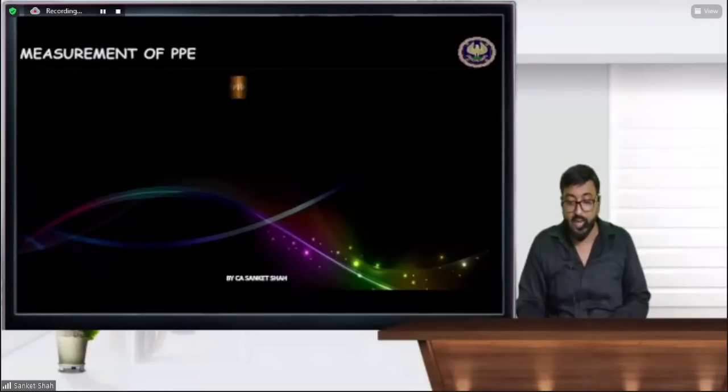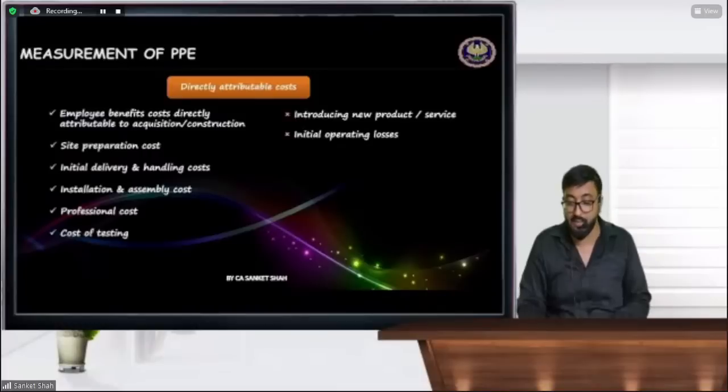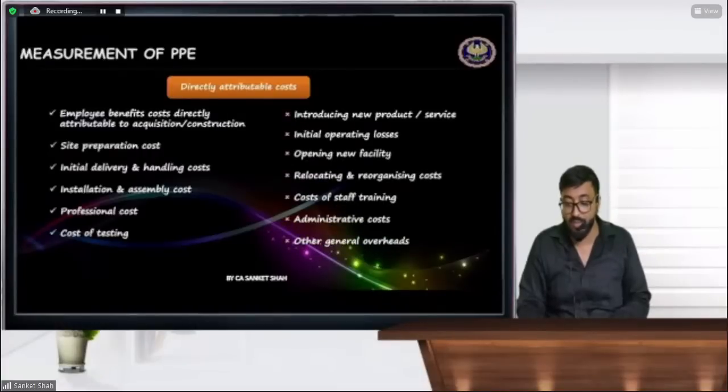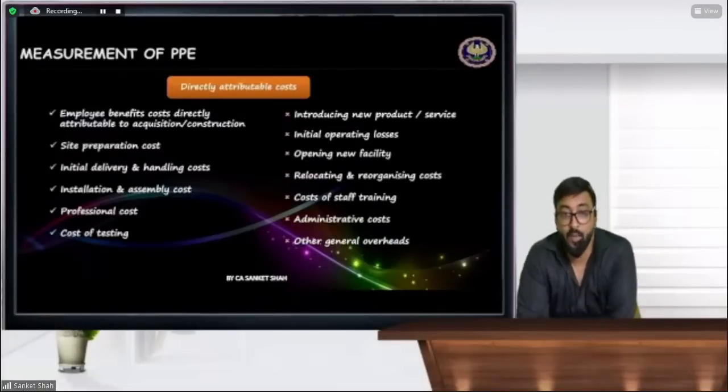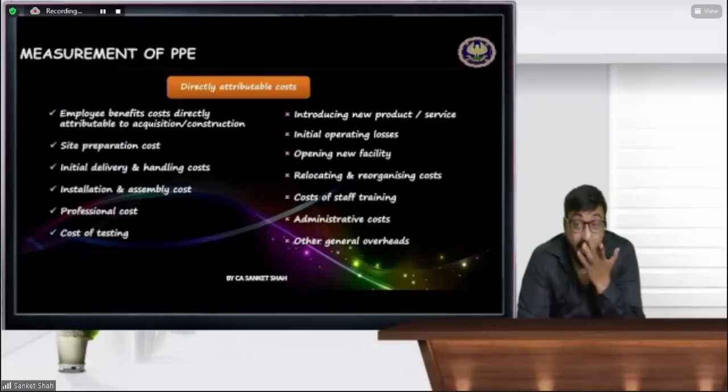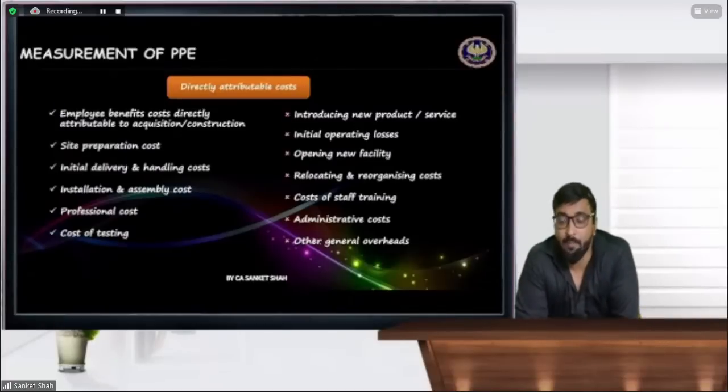Now what is directly attributable cost? Please read this list, what is to be included and what is not to be included. Employee benefits cost directly attributable to acquisition. For example, the labor cost of whoever is installing that machine will be added. Site preparation means leveling of the land, or you have to prepare some podium. For this computer I need to prepare one podium, so that is site preparation.